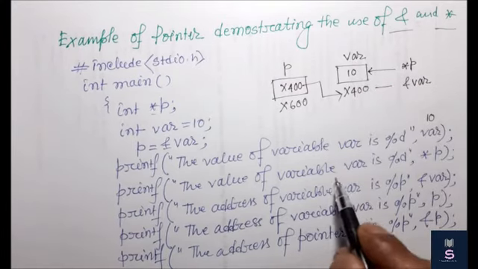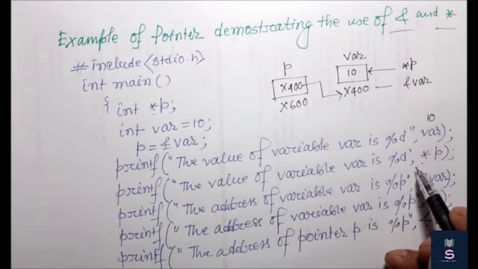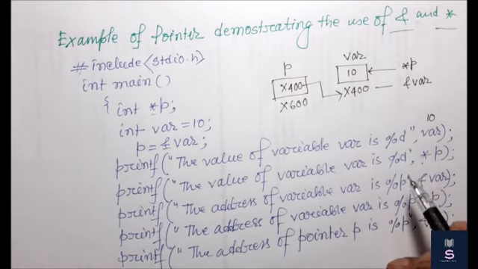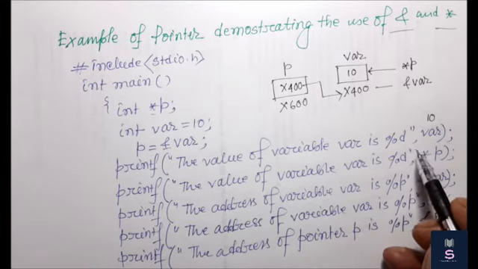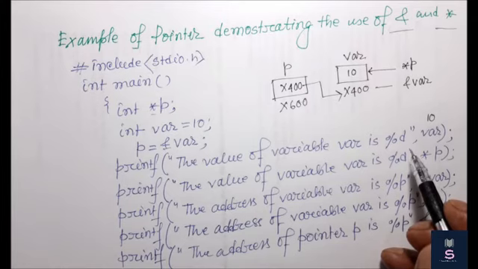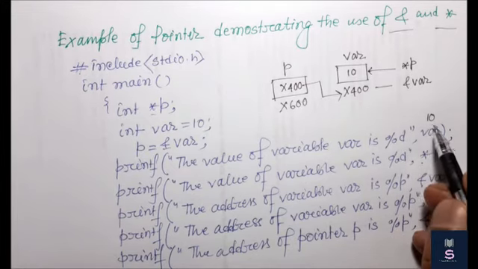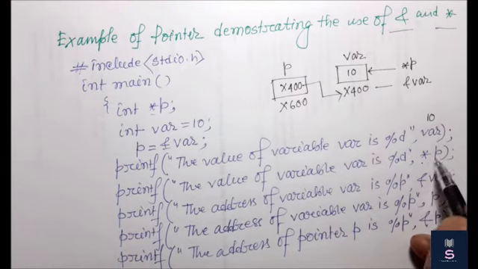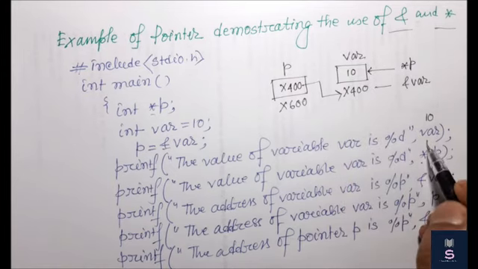Next, the value of the variable var is %d, then star p, value at address. I have already discussed that there are two types of operator associated with pointer. One of the operators is called value at address, that is the star operator, and another is the ampersand operator, that is called address of operator. So here var equal to 10, the output will be 10. Value at address p is also 10. So I will get the output 10.